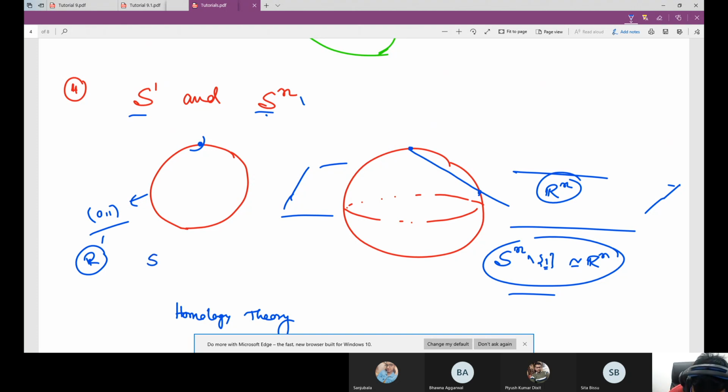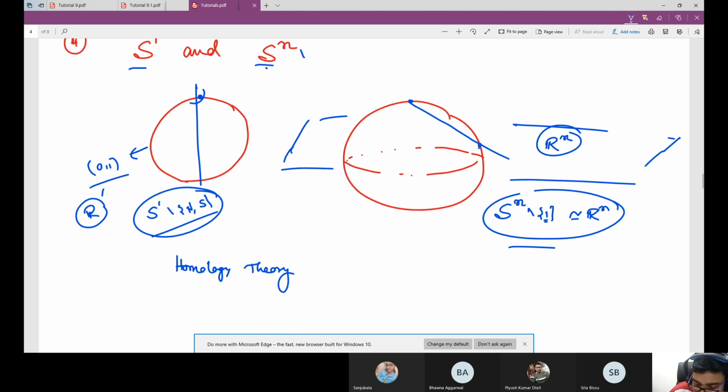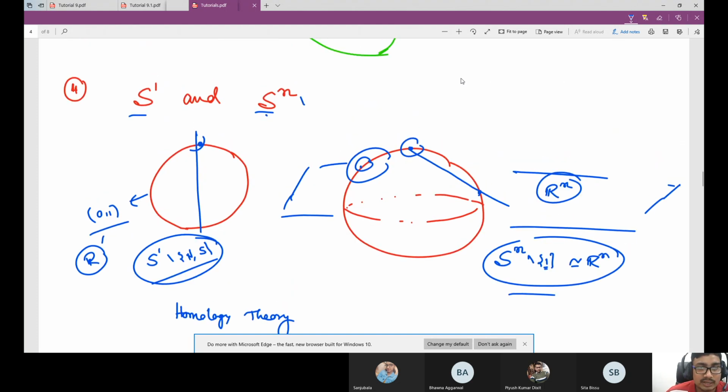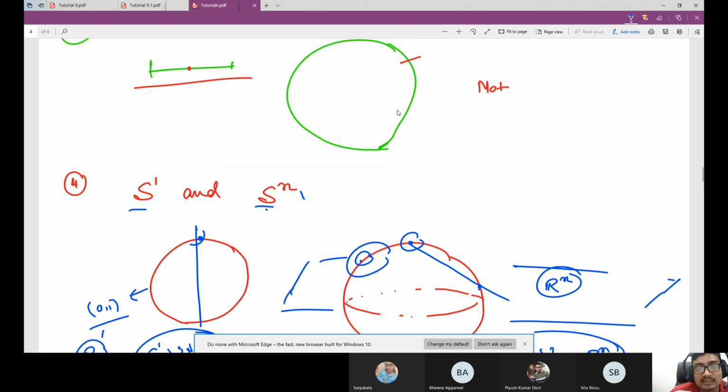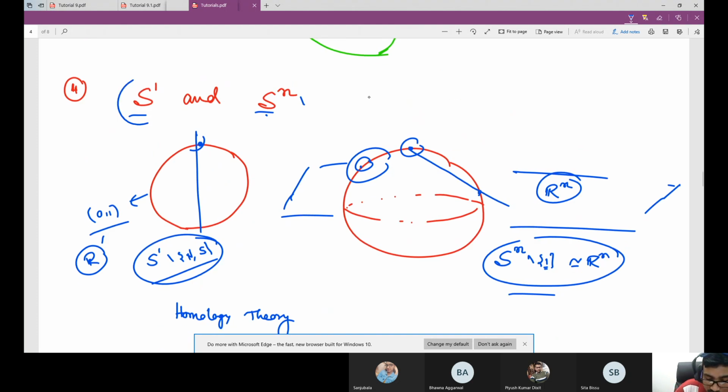In that case, S1 minus 2 points, say one is your north pole and the other is your south pole. If you delete these 2 points, you will see that the space becomes disconnected. You will have two connected components. But if you remove 2 points from Sn, it will still be connected. And in this case, therefore, S1 and Sn are not homeomorphic. Using these connectedness arguments, you can distinguish between S1 and Sn.